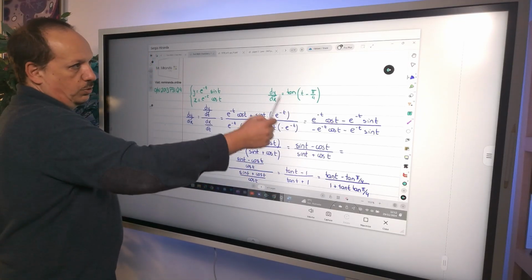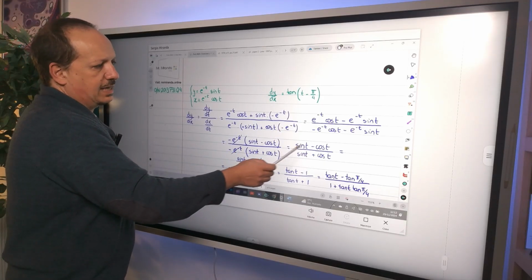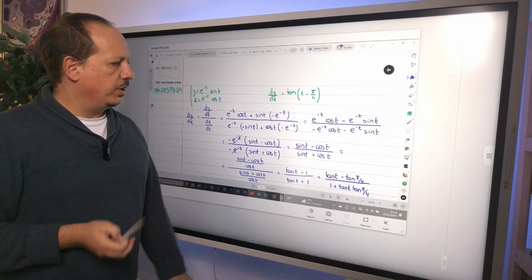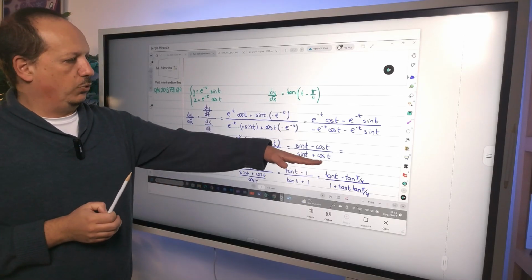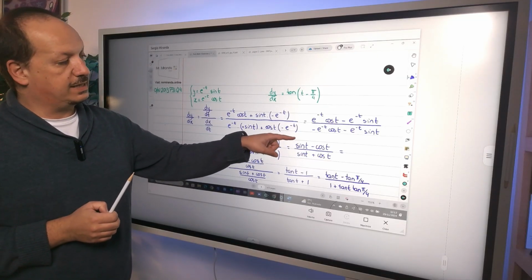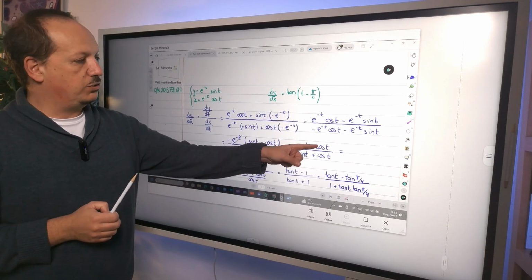Don't forget what you want. You want that. We're still far away from it. You have sines and cosines, but what you want is a tan. So what you need to do is divide both numerator and denominator by cosine, so that you have here sine over cosine, which is a tan, and the cosines are going to cut out.